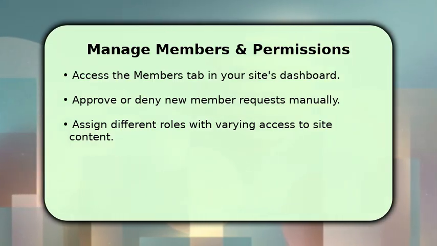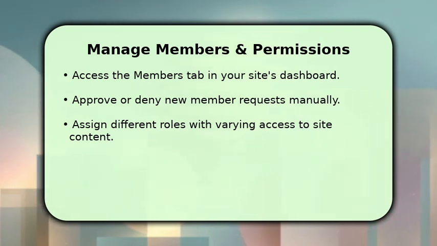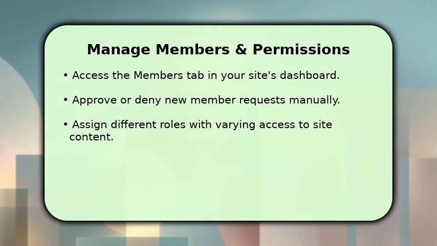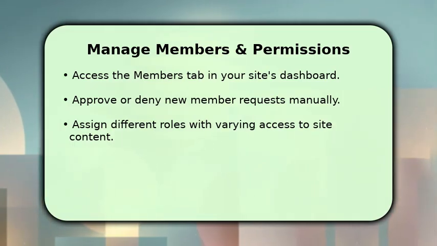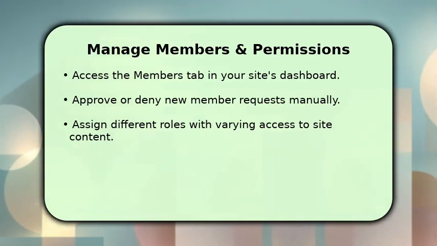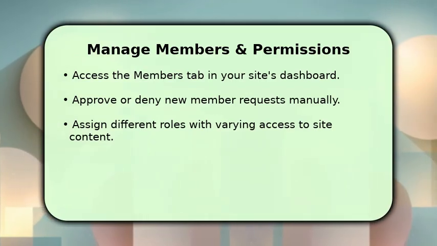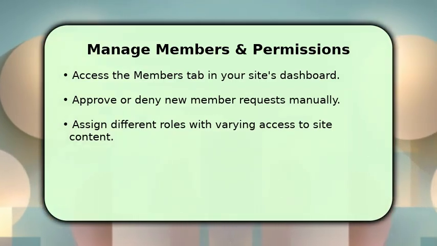From your Wix dashboard, navigate to the Members tab. Here, you can view all registered members, approve or deny new requests, and even manually add members. A key feature is the ability to assign different roles, such as admin, premium member, or basic member. Each role can be granted specific permissions, controlling access to exclusive content or features on your site.